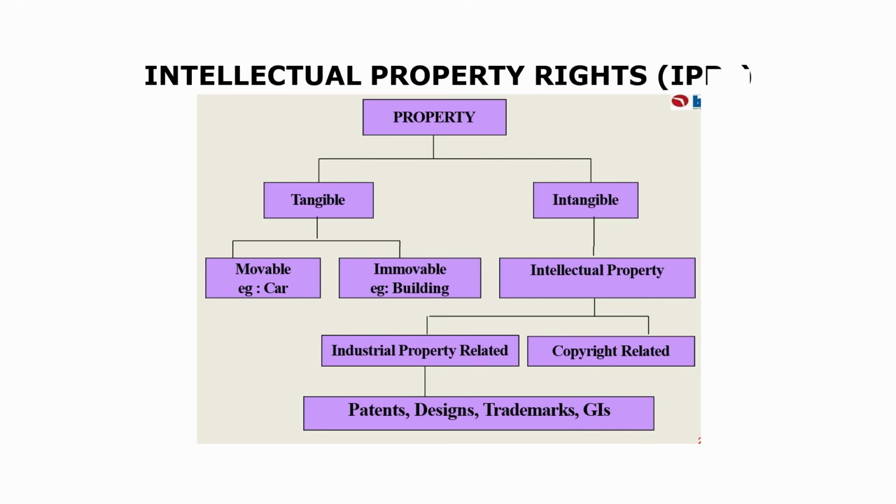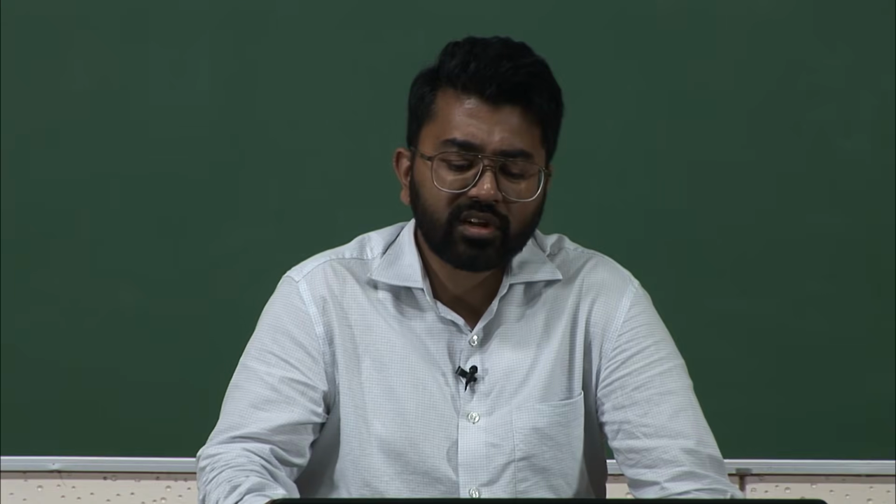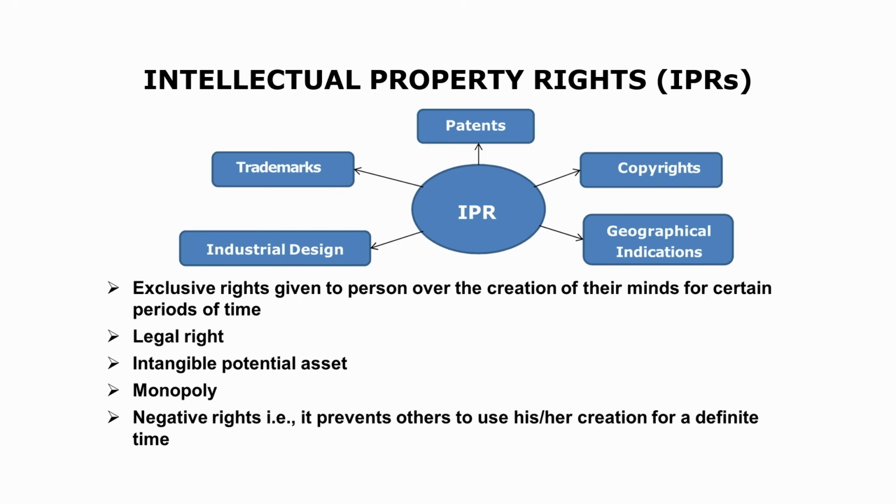Out of intangible you have intellectual property. Intellectual property is a type of intangible property which is basically bifurcated into two places: industrial property related or copyright related. Under industrial property related you have patents, designs, trademarks, and GIs, typically known as geographical indications. We are going to explain each of these, right. So let's dive in and understand what these intellectual property types are, right.